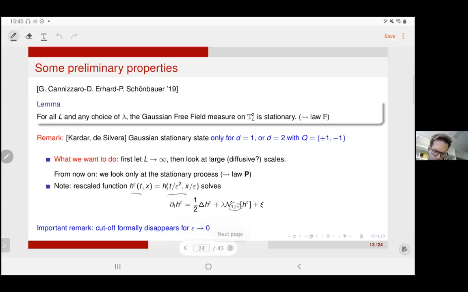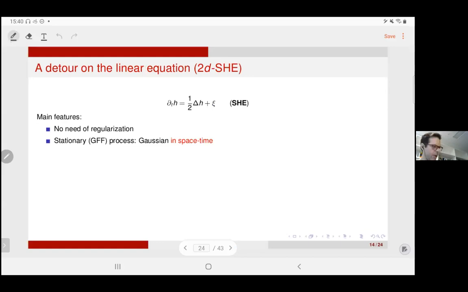So this is what we want to do, to look at this equation at large scales. And let me make a brief detour. As usual, I will have to rush at the end. This is what always happens. Let me make a brief detour on the linear equation. So this is a linear equation in 2D. There are no nonlinearities. There is just the Laplacian and noise. This equation makes perfect sense, even though the solution is a distribution.